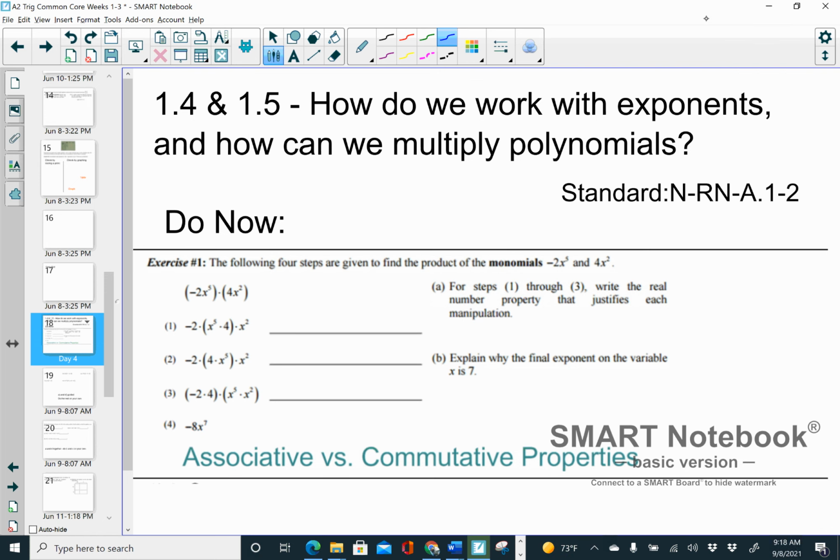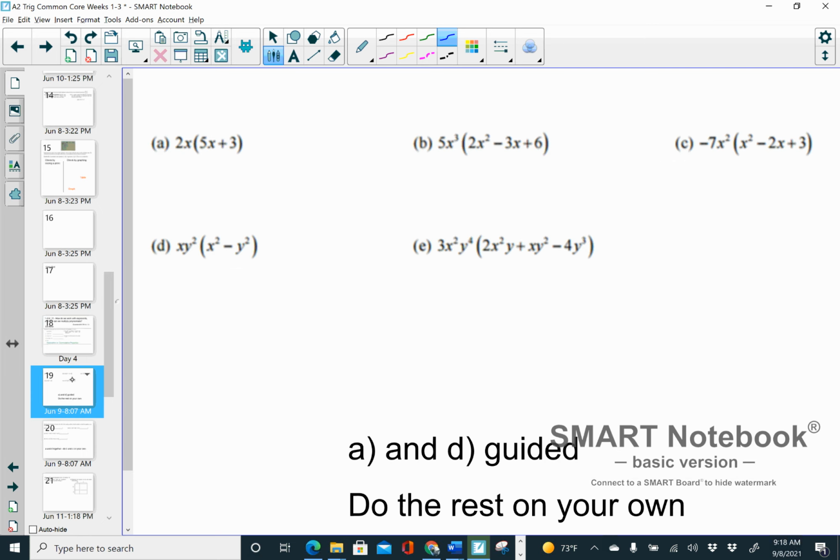Alright. Welcome to the next lesson, lesson 1.4 and 1.5, day 4. Today we're doing some distributive property.